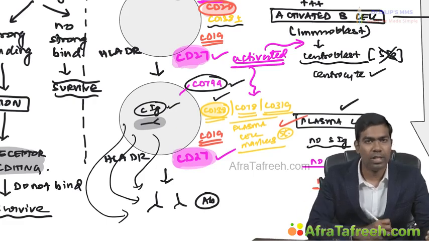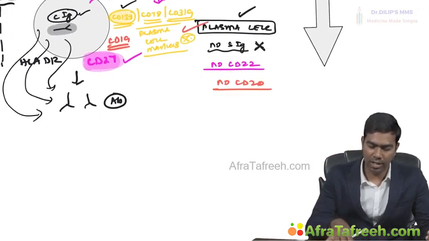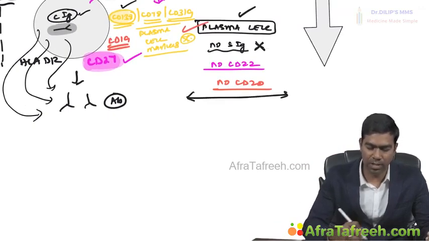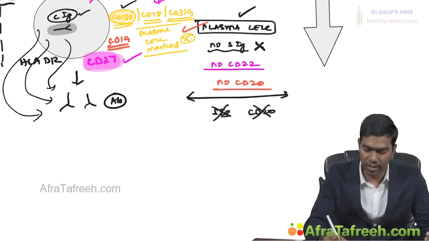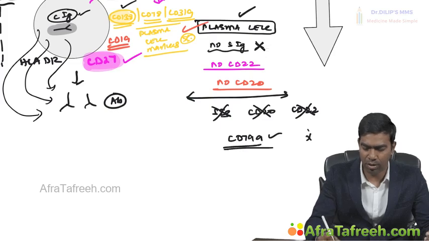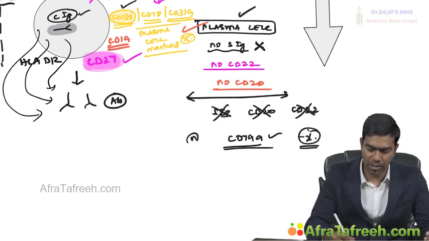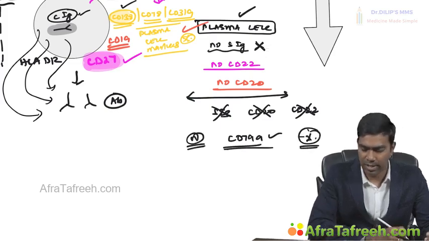So this is CD79A. Very importantly, remember the characteristic feature of the plasma cell: I told you plasma cells will lose the surface immunoglobulin, plasma cells will lose CD20, plasma cells will lose CD22 also, but they will retain CD79A. Very, very important point. Normal plasma cells will definitely retain CD79A.